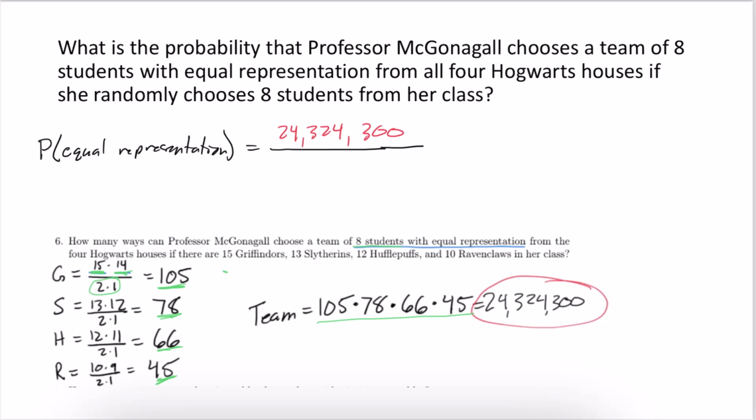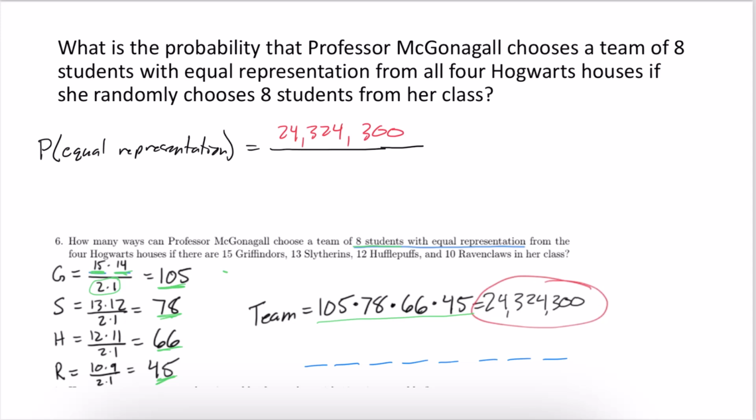The other piece that we need to finish this probability calculation is how many ways it is possible to just randomly choose 8 students from her class, because that's the number of possible outcomes that will go on the bottom of the calculation. I don't have a ton of room to write this, so maybe I'll write it down here. If she's randomly choosing 8 students from her class, that means that she has 8 choices that she's making, so we're going to write out 8 spaces. And the number of possible outcomes for each choice depends on the number of students in her class.